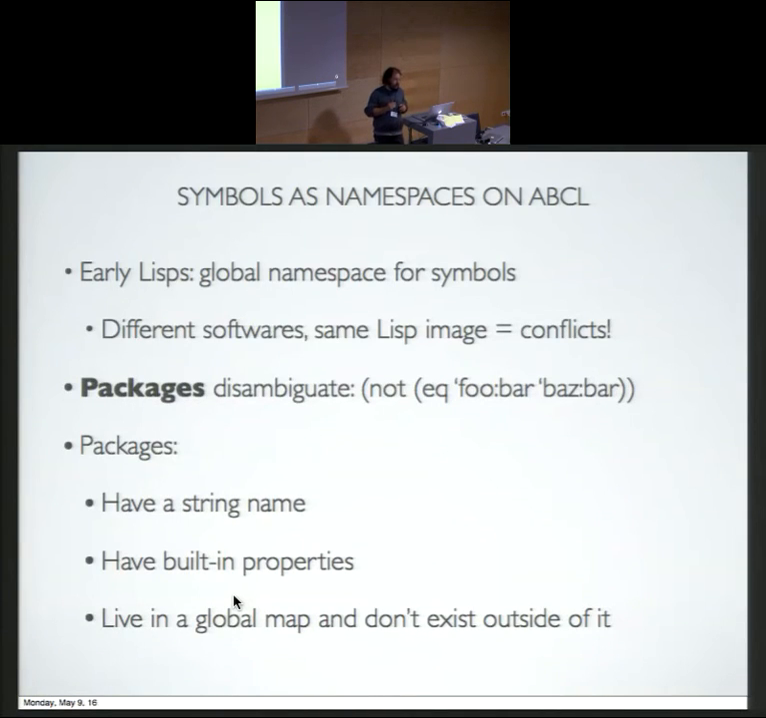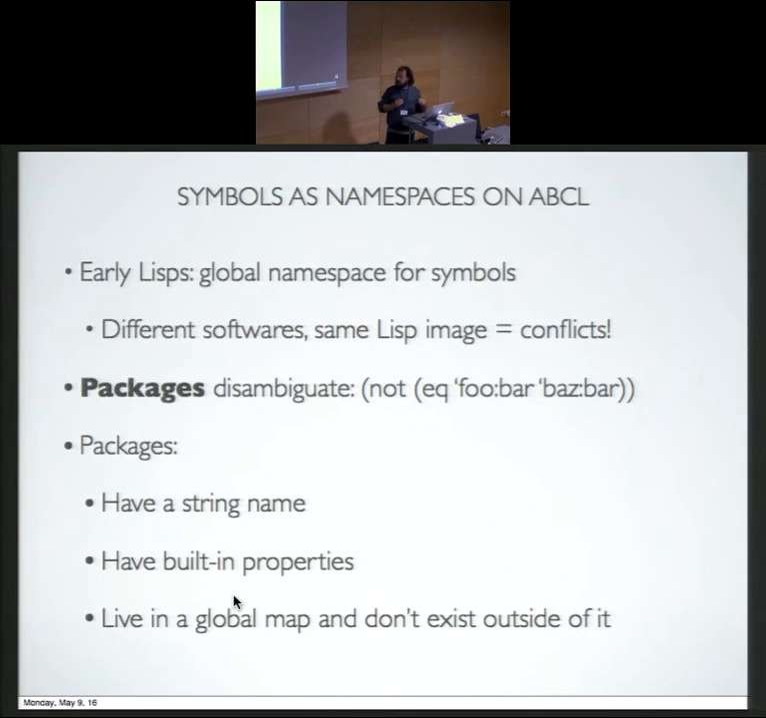So early Lisps had a global namespace for symbols, but then people started loading different software in the same Lisp image, and that causes conflicts because a symbol with the same name would have incompatible meanings. So packages were introduced in Common Lisp, at least in its legacy. They disambiguate between symbols. So you can have the same symbol named bar in different packages, foo and baz.